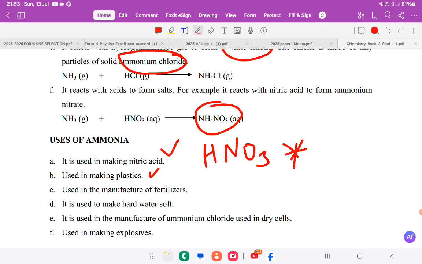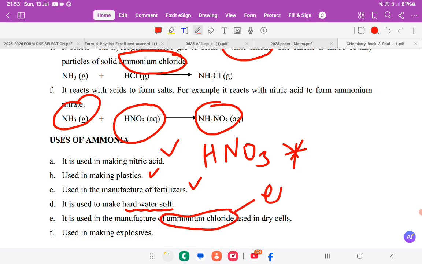Ammonia is also used in the manufacture of plastics. It's also used in the manufacture of fertilizers. We just saw here that it can be reacted with nitric acid to produce a fertilizer which is called ammonium nitrate. It is also used in making hard water soft. We are going to see this further in the removal of hardness of water in Form 4. Ammonia is also used in the manufacture of ammonium chloride, which is used in dry cells as an electrolyte. We'll also talk about this later on.